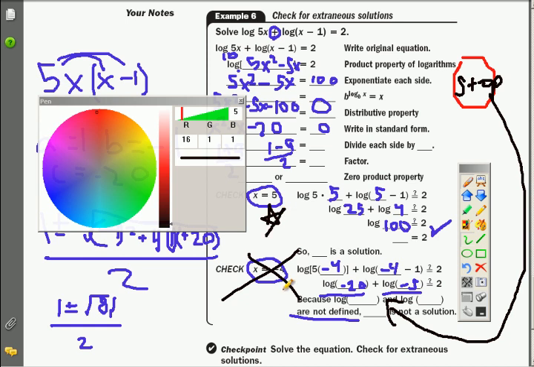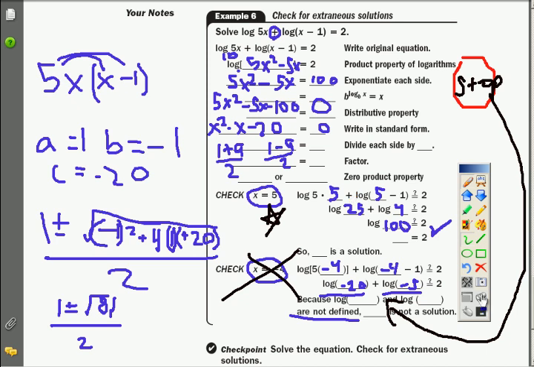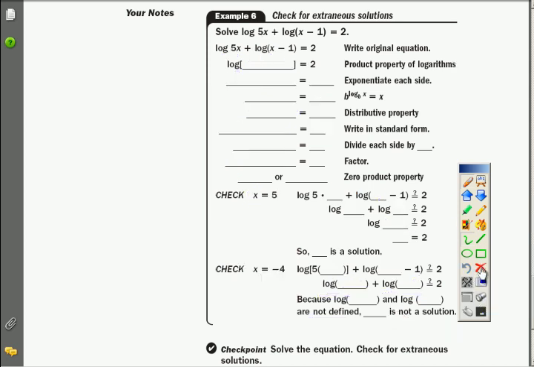Negative 4, terrible. 5 star on your page. Sound good? You guys go ahead and do those checkpoints. I'll give you the answer. Make sure you show all of your work, and that's how you're going to get your points tomorrow.